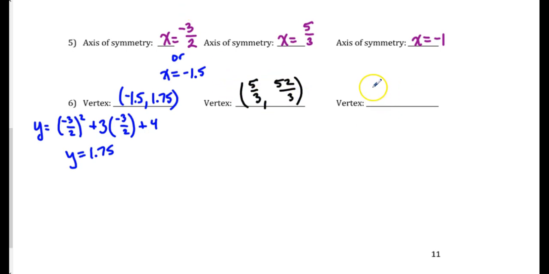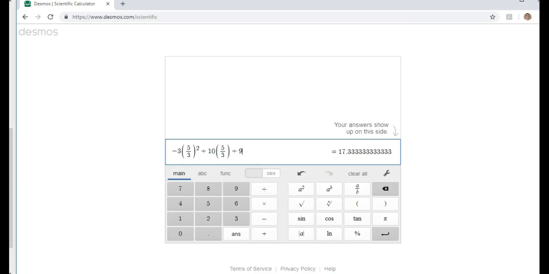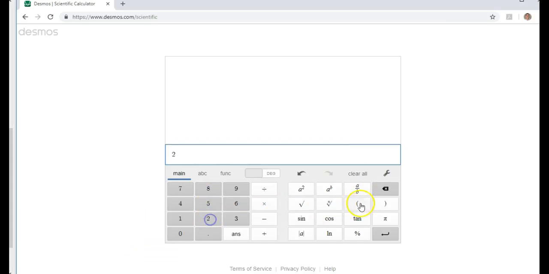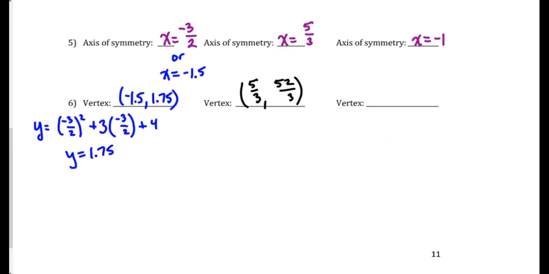Okay, so finally, I want you to evaluate this vertex using Desmos or your calculator. Play the recording when you're ready. Okay, so I'll model it with Desmos. And the y value comes out to be 3. So our x is -1 and our y is 3.